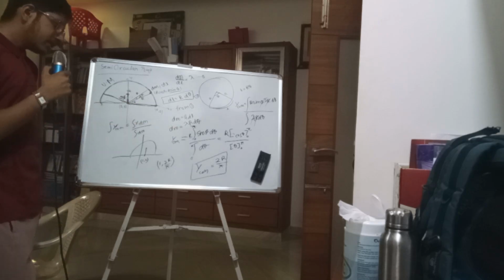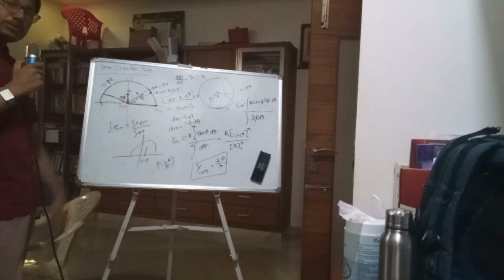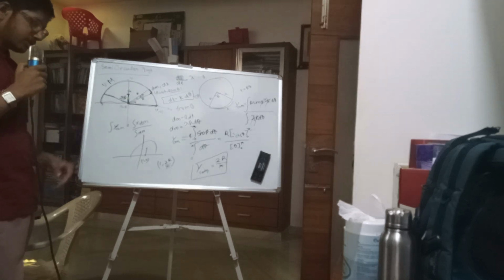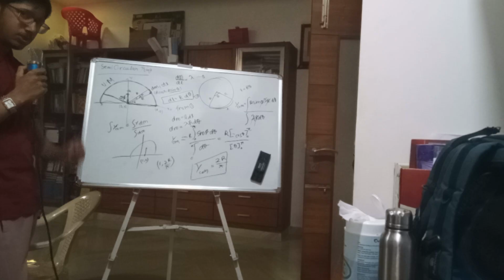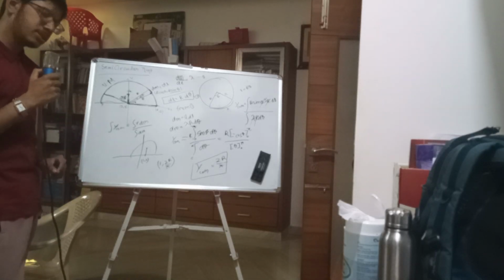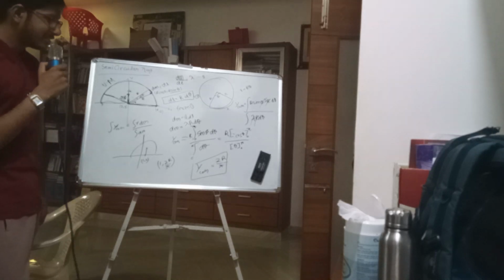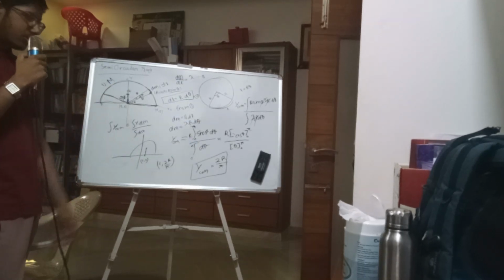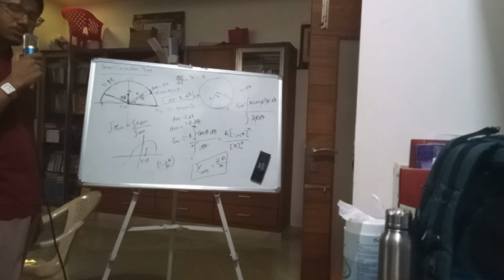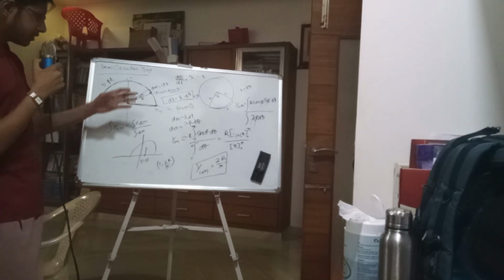After writing that, it's a very simple process. You're just going to integrate it, remove the constants, bring them outside, and then they get cancelled. Then substitute the upper limit and subtract the lower limit, and you're going to get the answer: y com is equal to 2r by pi. This is the center of mass of this ring.